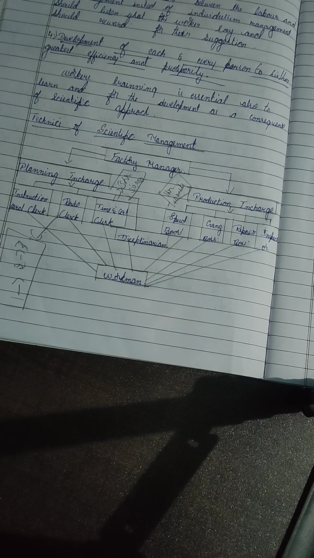Next comes the gang boss. Workers are divided into various groups from the point of view of control, and a leader is selected for a group, who is known as the gang boss. So the group leader who is selected is known as a gang boss.